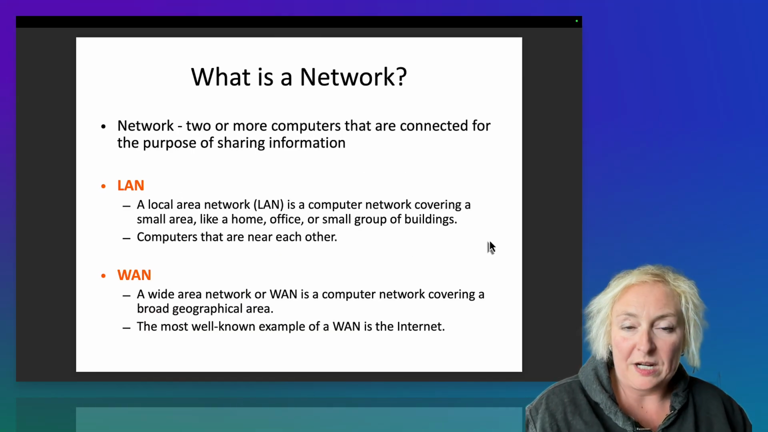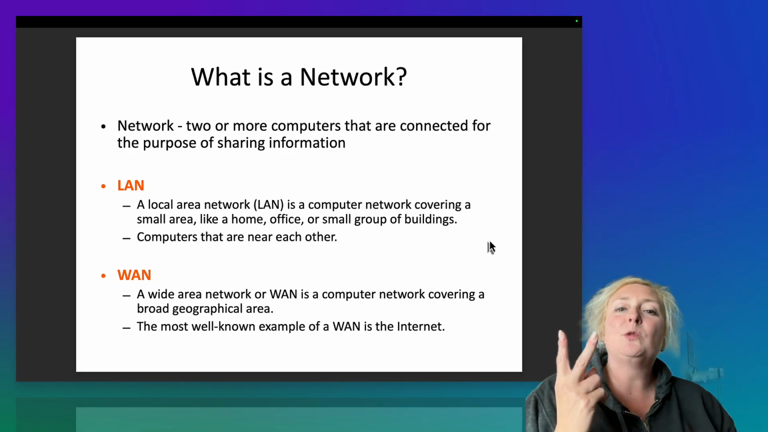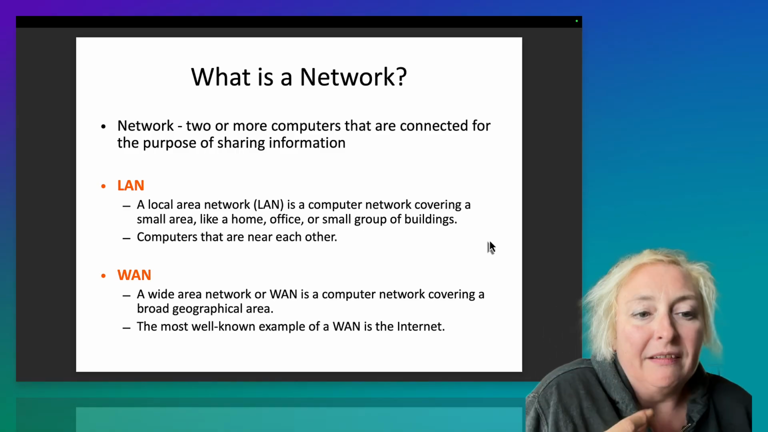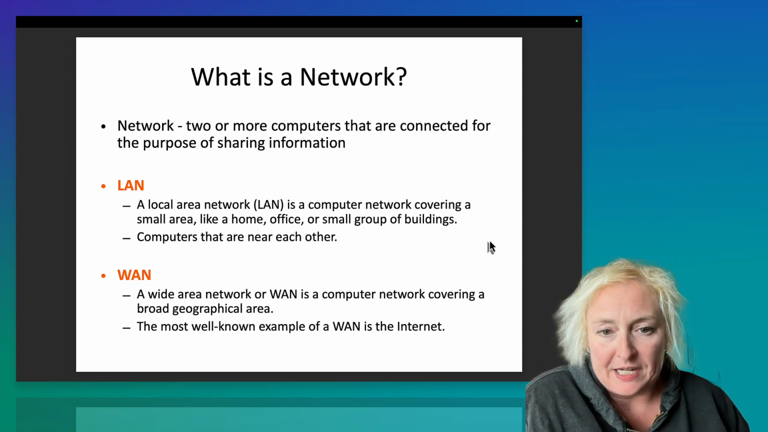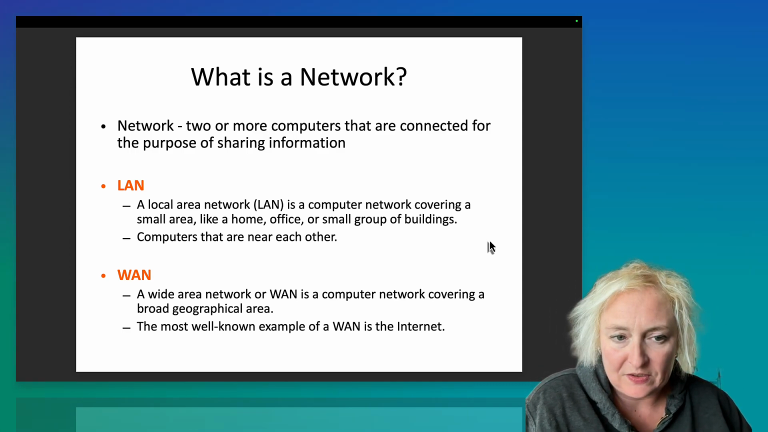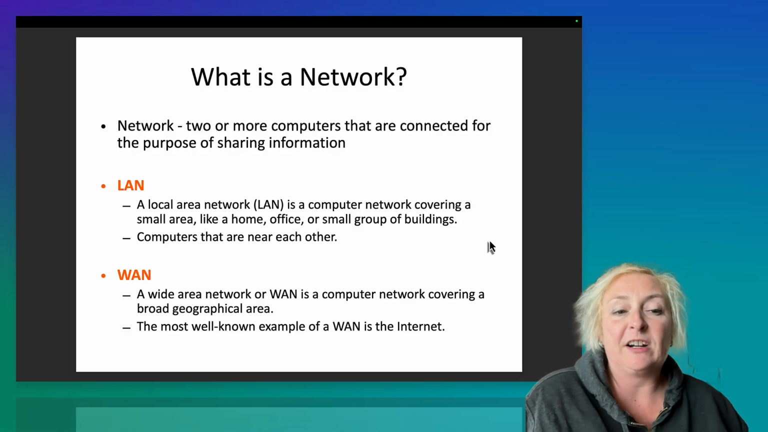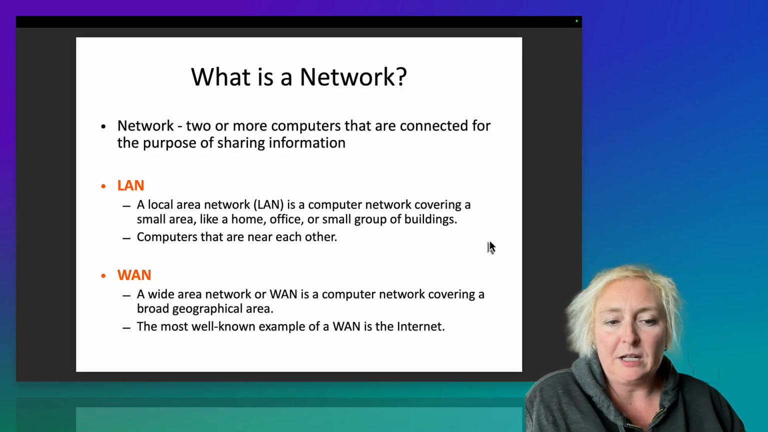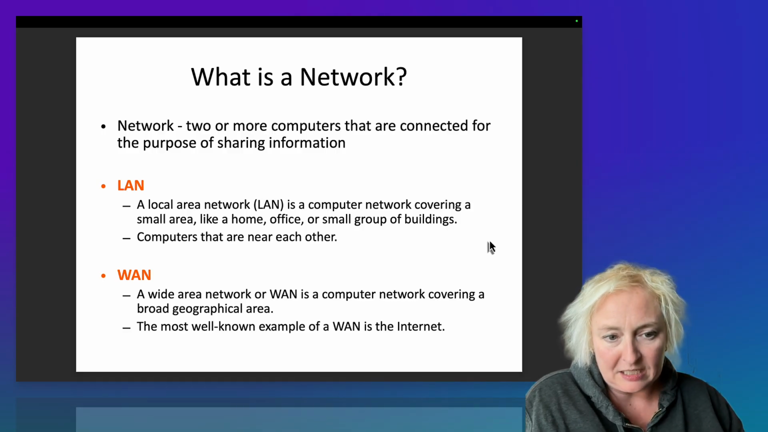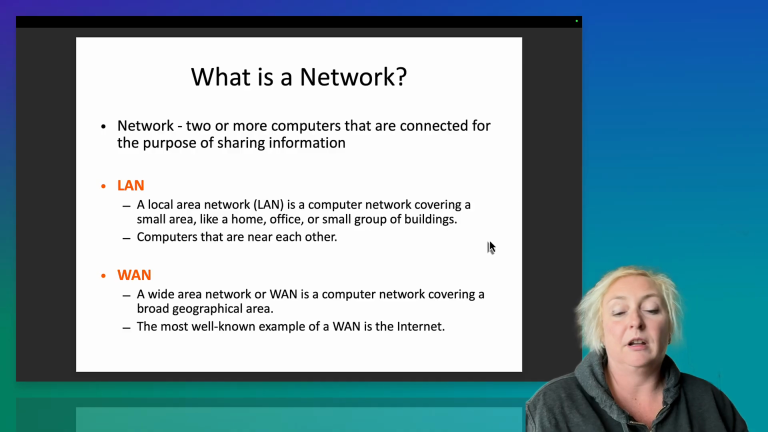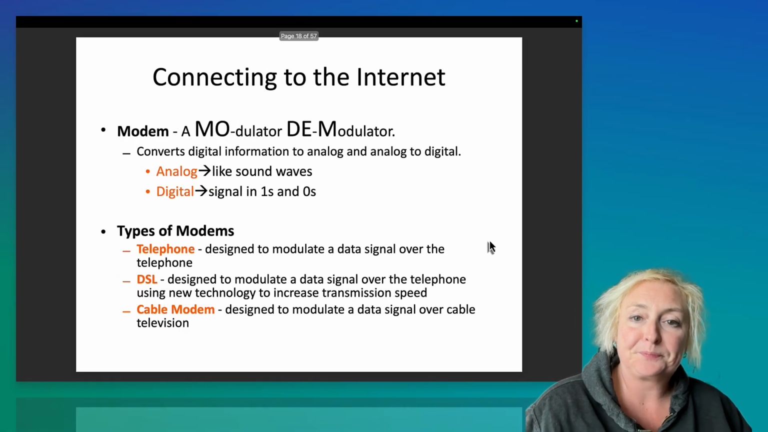The network. What is a network? So a network is two or more computers that are connected for the purpose of sharing information. The LAN, or local area network, is a computer network covering a small area like a home or office, and the computers are very close to each other in proximity. A WAN is a wide area network, and that's covering a broad geographical area. The most well-known example of a WAN is the internet.